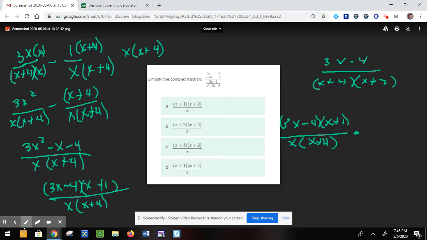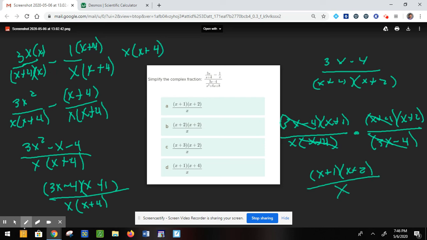A keep change flip is going to change dividing into multiplying, and it's going to flip the denominator. So it'll be x plus 4 times x plus 2, all of that over 3x minus 4. All right, there's several things we can get rid of here. Maybe not several. We'll see. You got 3x minus 4. That's gone. The x plus 4s are gone. All right, and you're left with just x plus 1 times x plus 2, all of that over x.